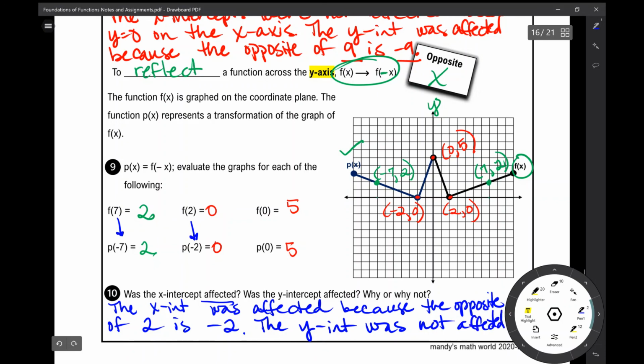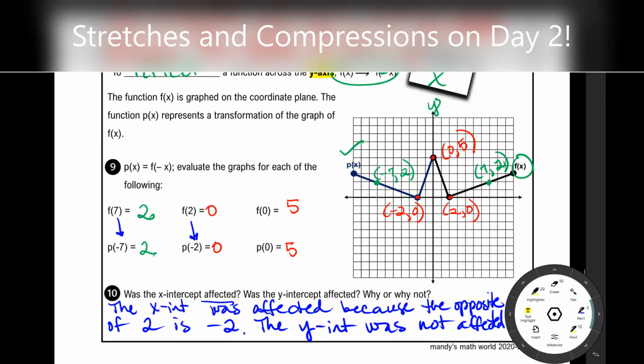Because this is a reflection across our y-axis and we're taking the opposite of all x values, if a point is on the y-axis, that's where x is 0. So it's not going to be affected if your point is on your y-axis if you reflect it across. So the y-intercept was not affected because x equals 0 on the y-axis. Let's move on to our next transformation, which is vertical stretches and compressions.